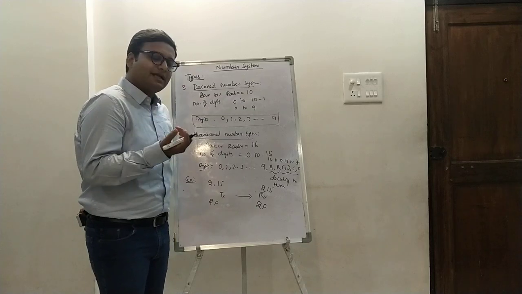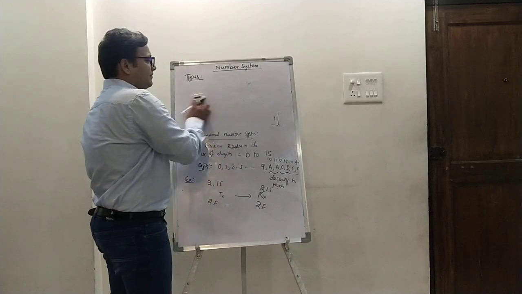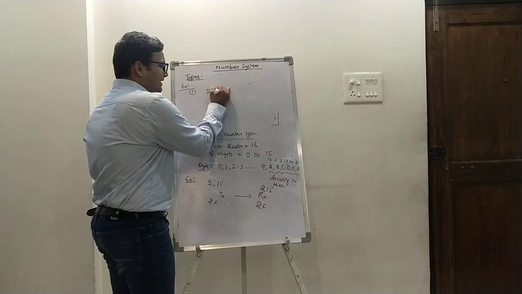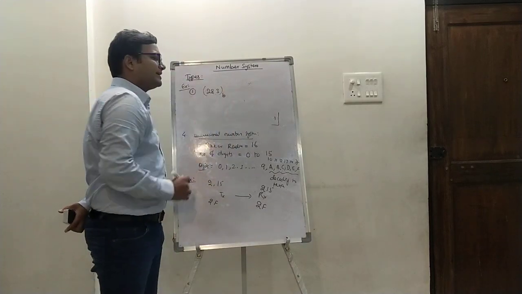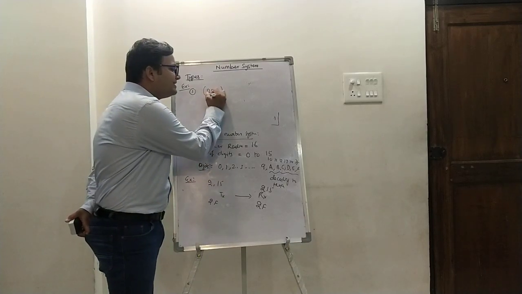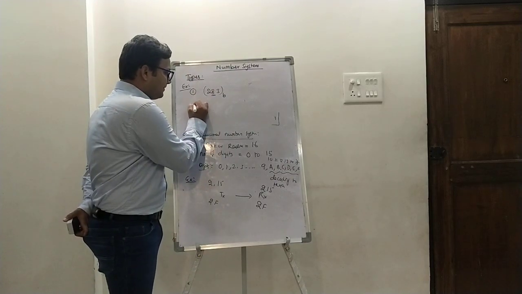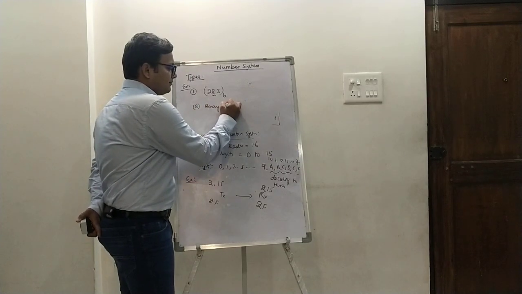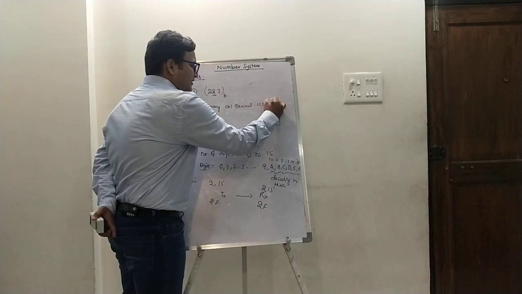Now we are going to see 1 or 2 examples. So what are those examples? Example number 1: 283. What is the type of number system here, in terms of base or radix? What is the maximum digit it carries? The digits are 2, 8 and 3. So the options are binary, decimal, hexadecimal.